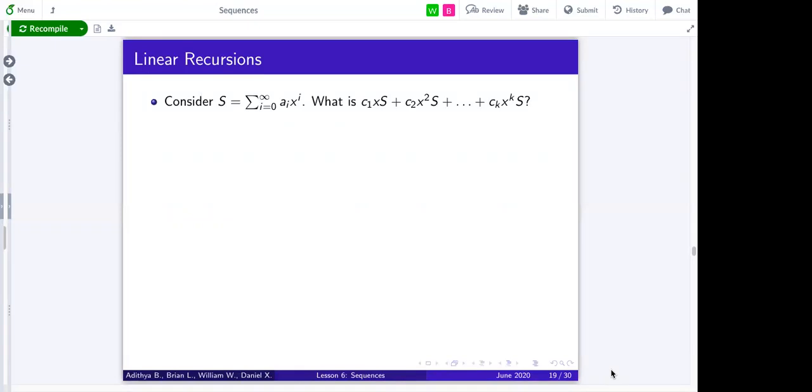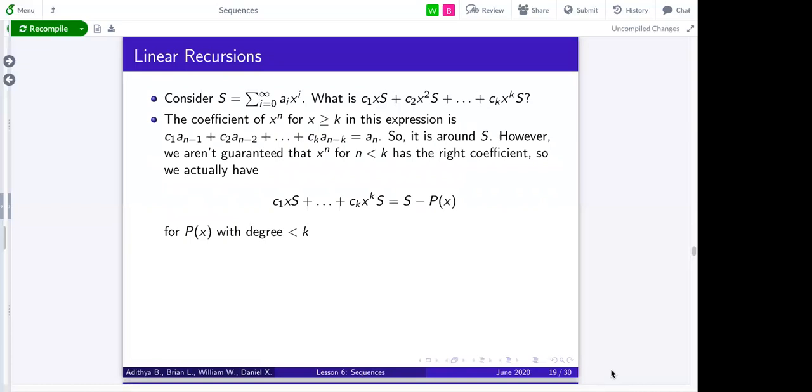So somebody in the chat said s is actually not exactly s. So if we look at the coefficient of x to the n, that should say n is greater than or equal to k. So if you look at the coefficient of x to the n for n greater than or equal to k in this expression, it's going to be c1 times a sub n minus 1 plus c2 times a sub n minus 2 all the way to ck times a sub n minus k.